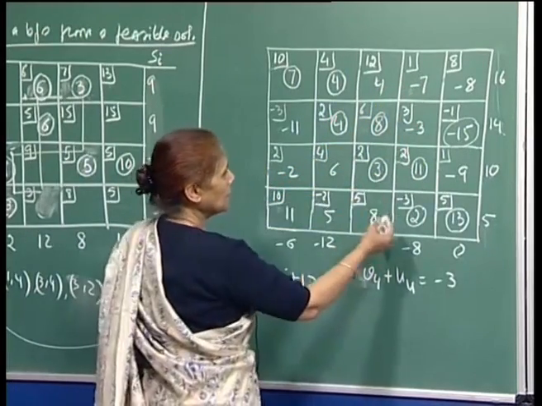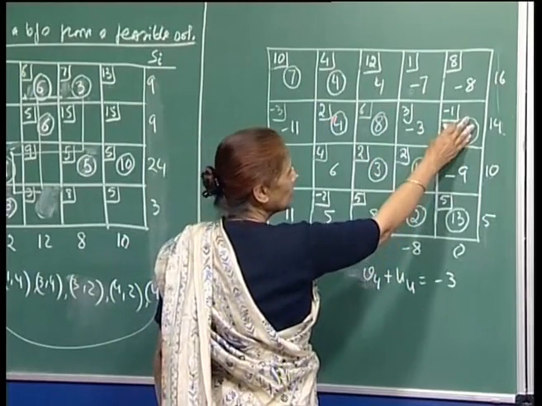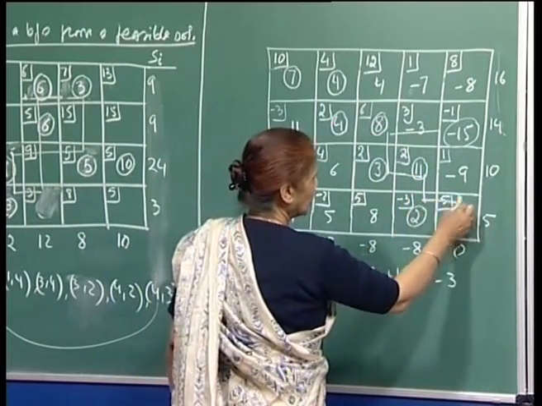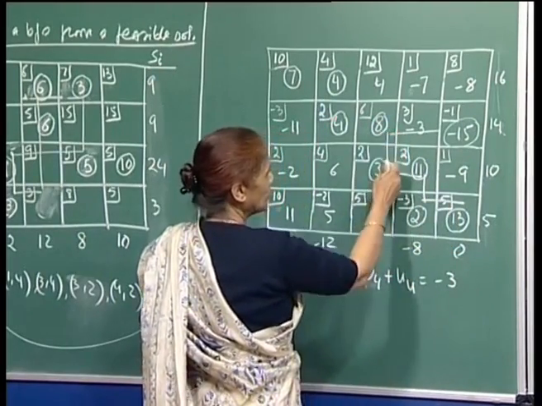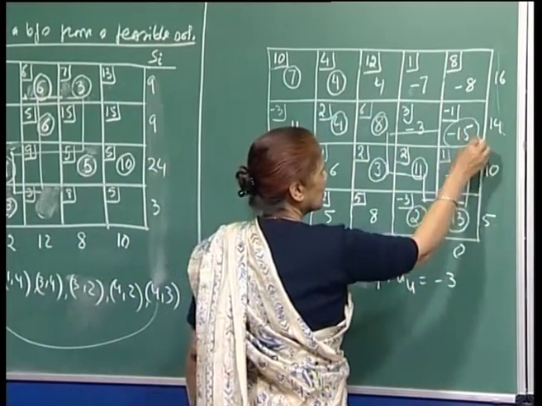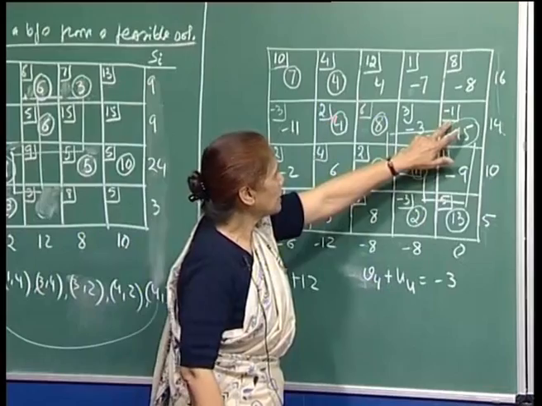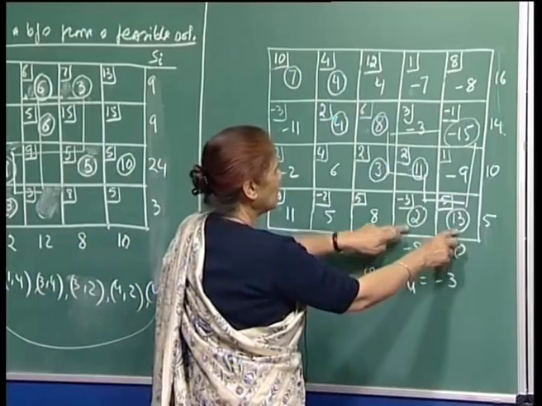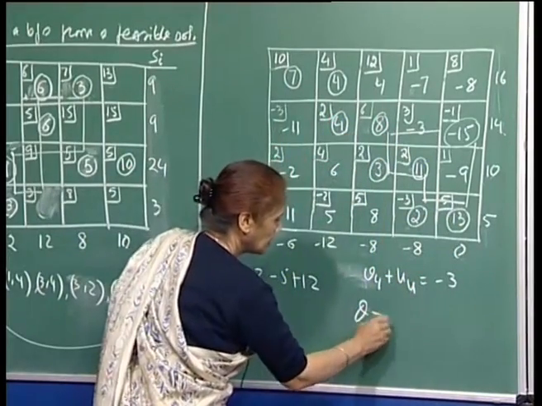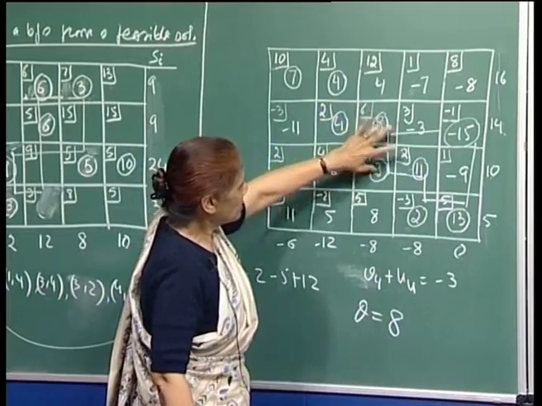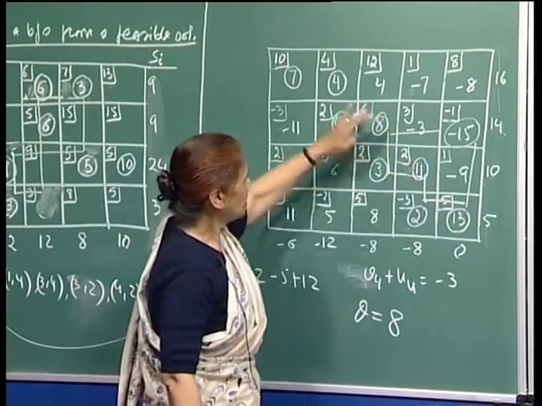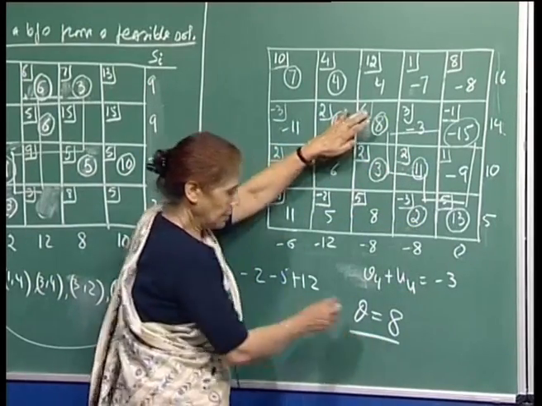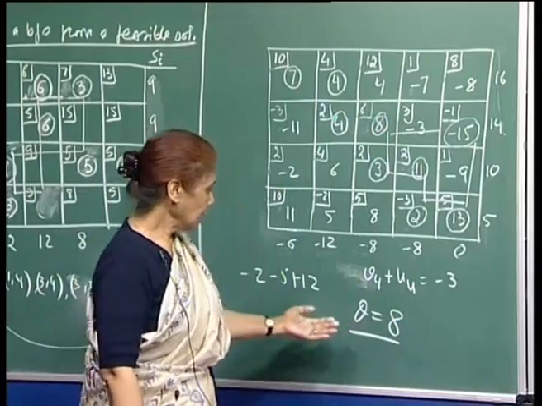Anyway, now you see that you have to form a theta loop, that means this is going to enter the basis. So this will be this, up and down: horizontal, vertical, horizontal, vertical, and this is it. Here if you put plus theta here, it will be minus theta, plus, minus, plus, minus. So theta can be equal to 8, because the minus ones are 8, 11 and 13. So the best value that you can choose for theta is theta equal to 8.